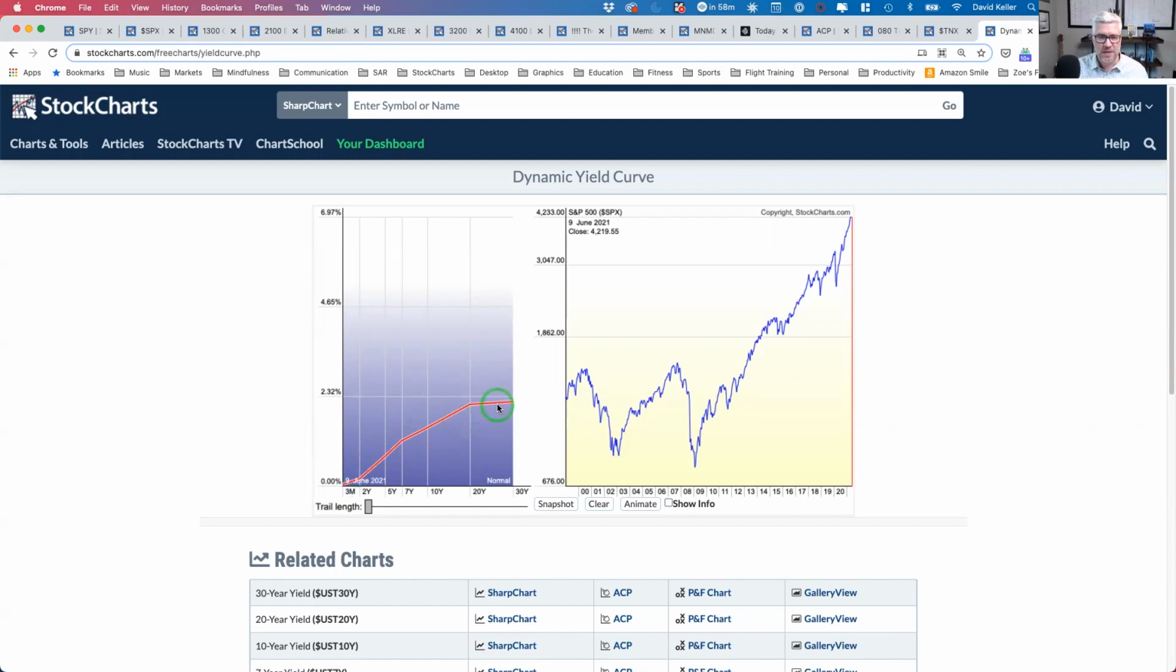And you can see this is the classic shape of the yield curve, where the short end is lower, the long end is higher, and that is essentially how banks make money. They're able to lend at one rate and they're able to borrow at a different rate.